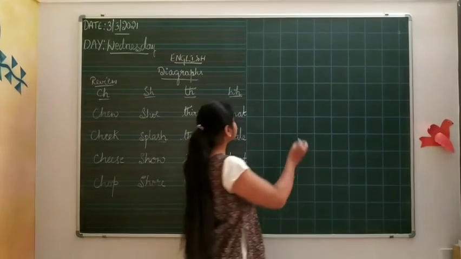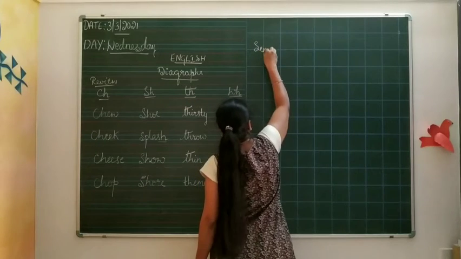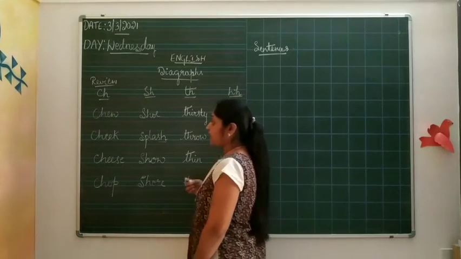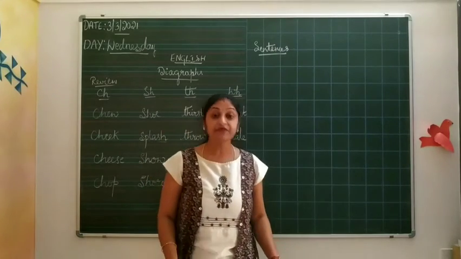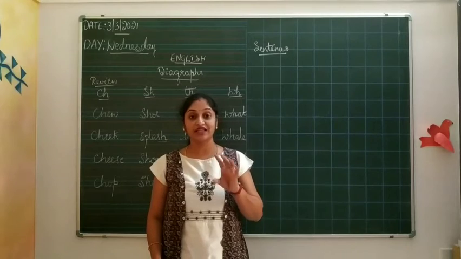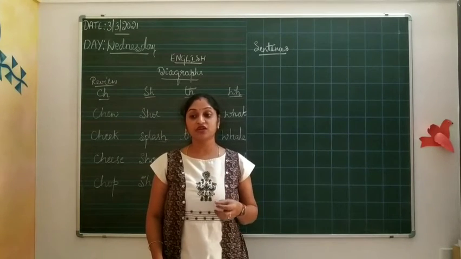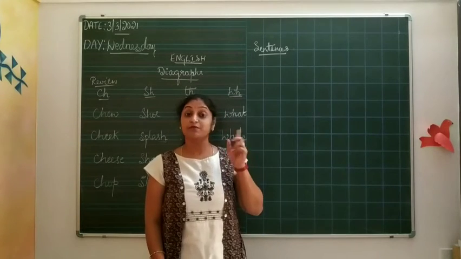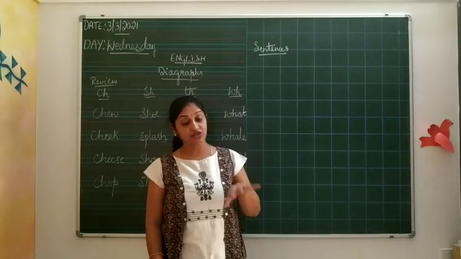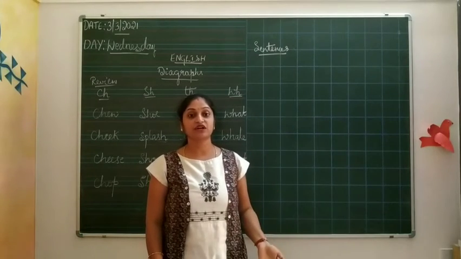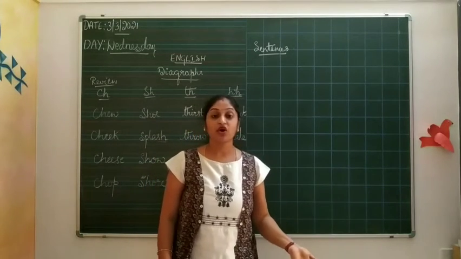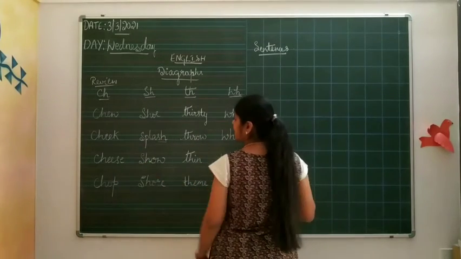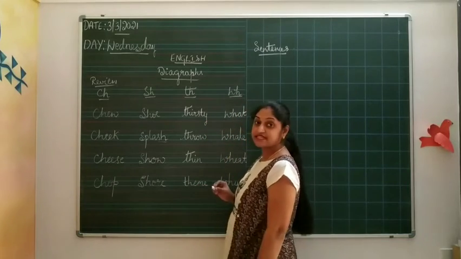Can we do some sentences using the same things? Yes, I will do some sentences of my own. Every time I am telling you, the sentences are not to be learned by heart. You can do them on your own, using your imagination. First, you have to imagine in your mother tongue, in your easy language, then convert the same thing to English. Now, in the CH, I have taken cheap, cheek, cheese and chop.